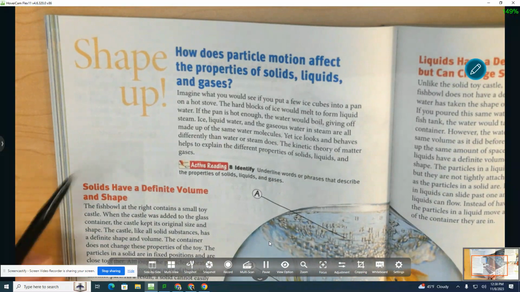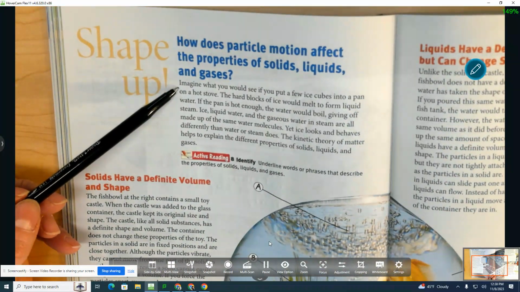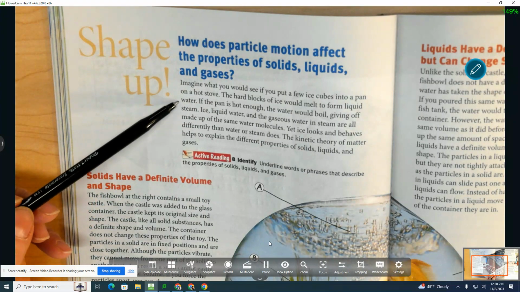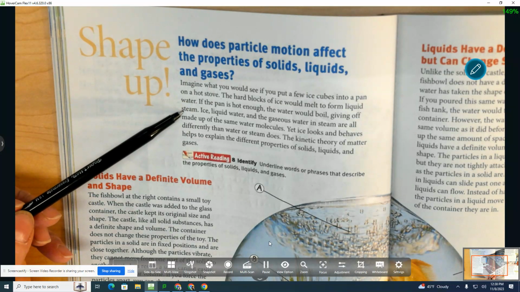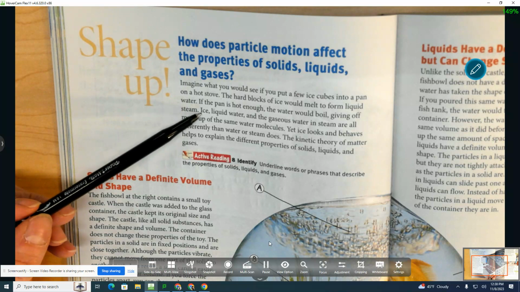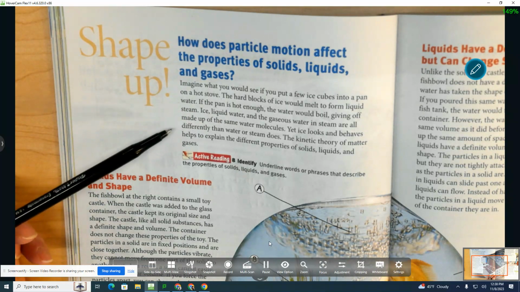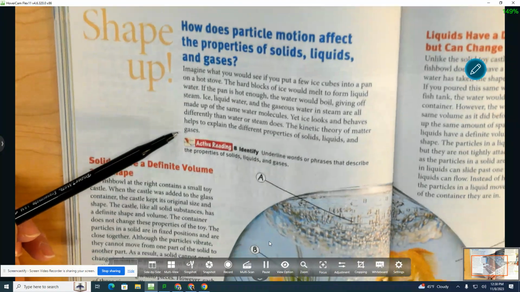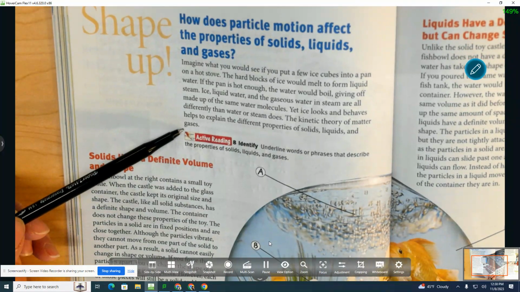Page 68 says, shape up. How does particle motion affect the properties of solids, liquids, and gases? Imagine what you would see if you put a few ice cubes into a pan on a hot stove. The hard blocks of ice would melt to form liquid water. If the pan is hot enough, the water would boil, giving off steam. Ice, liquid water, and the gaseous water and steam are all made of the same water molecules. Yet ice looks and behaves differently than water or steam does. The kinetic theory of matter helps to explain the different properties of solids, liquids, and gases.